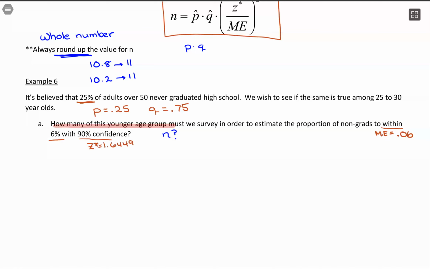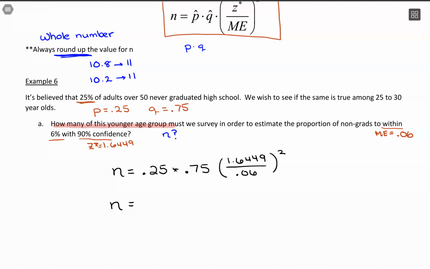So with that, we have everything for our formula. So n equals, we're going to take our proportion of 0.25 times 0.75. And then times, in parentheses, we'll take our Z star over margin of error of 0.06 and square that. And then for solving, what you should do is just plug into the calculator all at once.